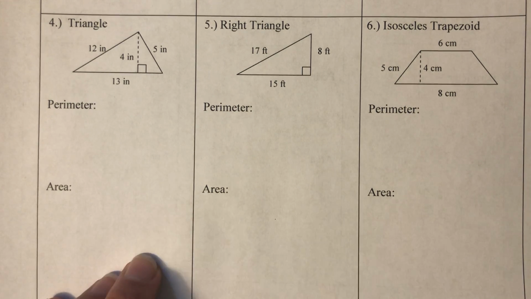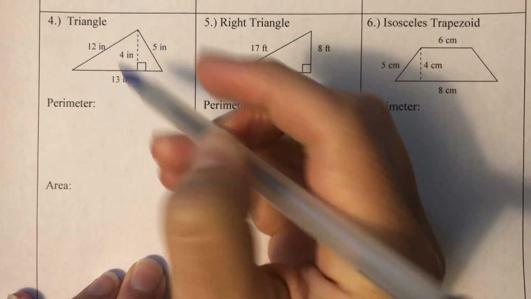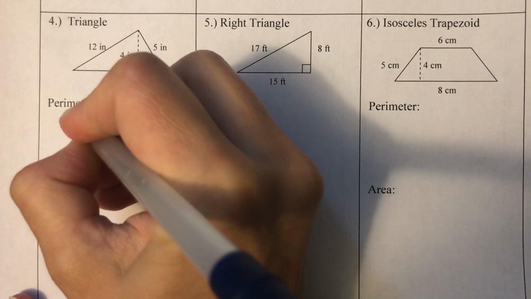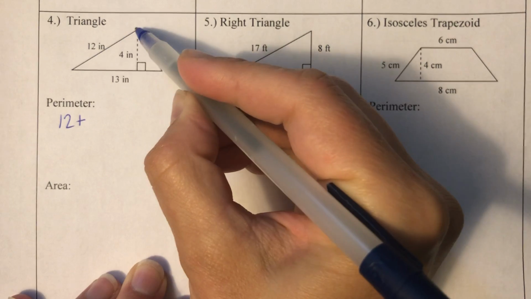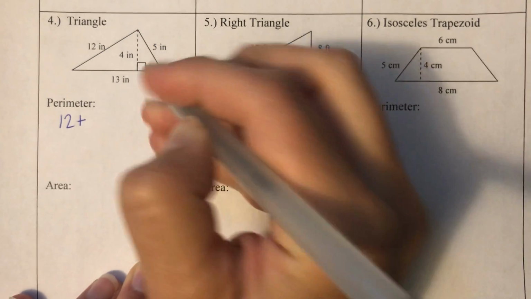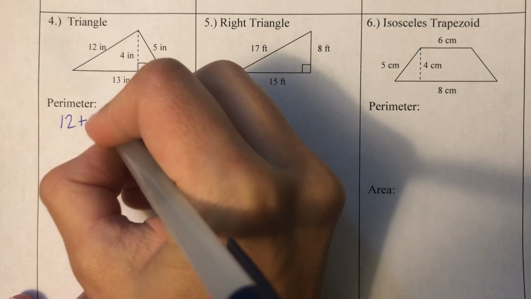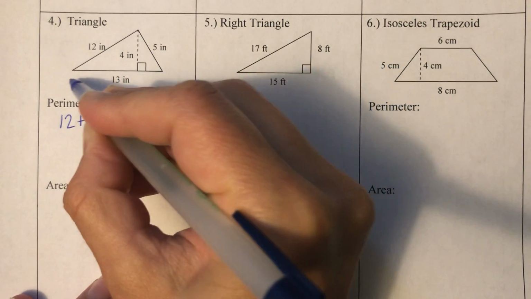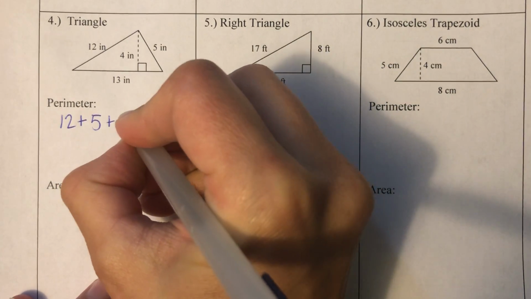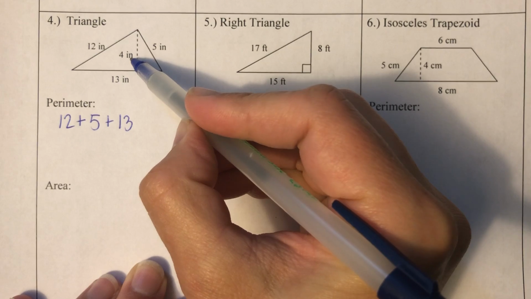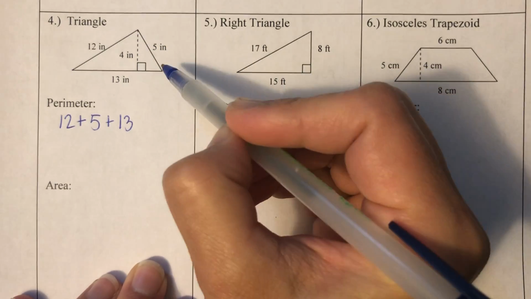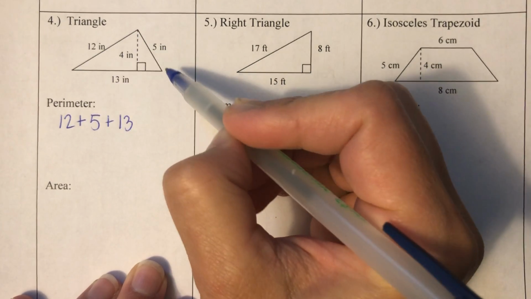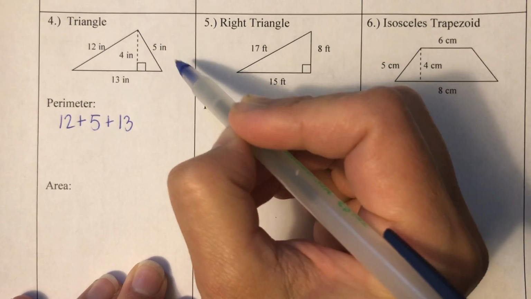Perimeter, adding up all the sides. One of my sides is 12 plus, still walking around the shape, 5. Continue walking, 13. 4 is not a side length, it's the height. It's not along the outside. I do not use 4 during perimeter.